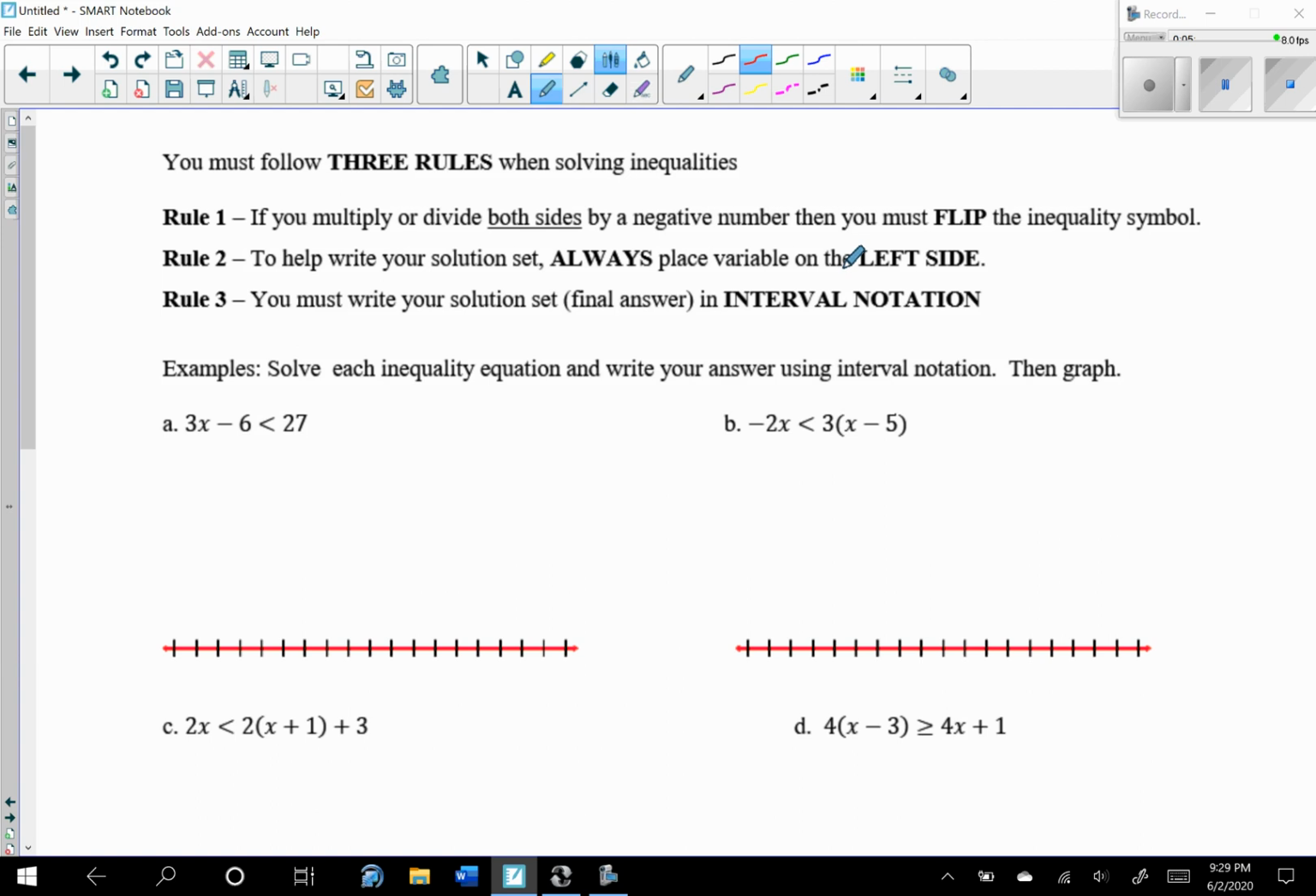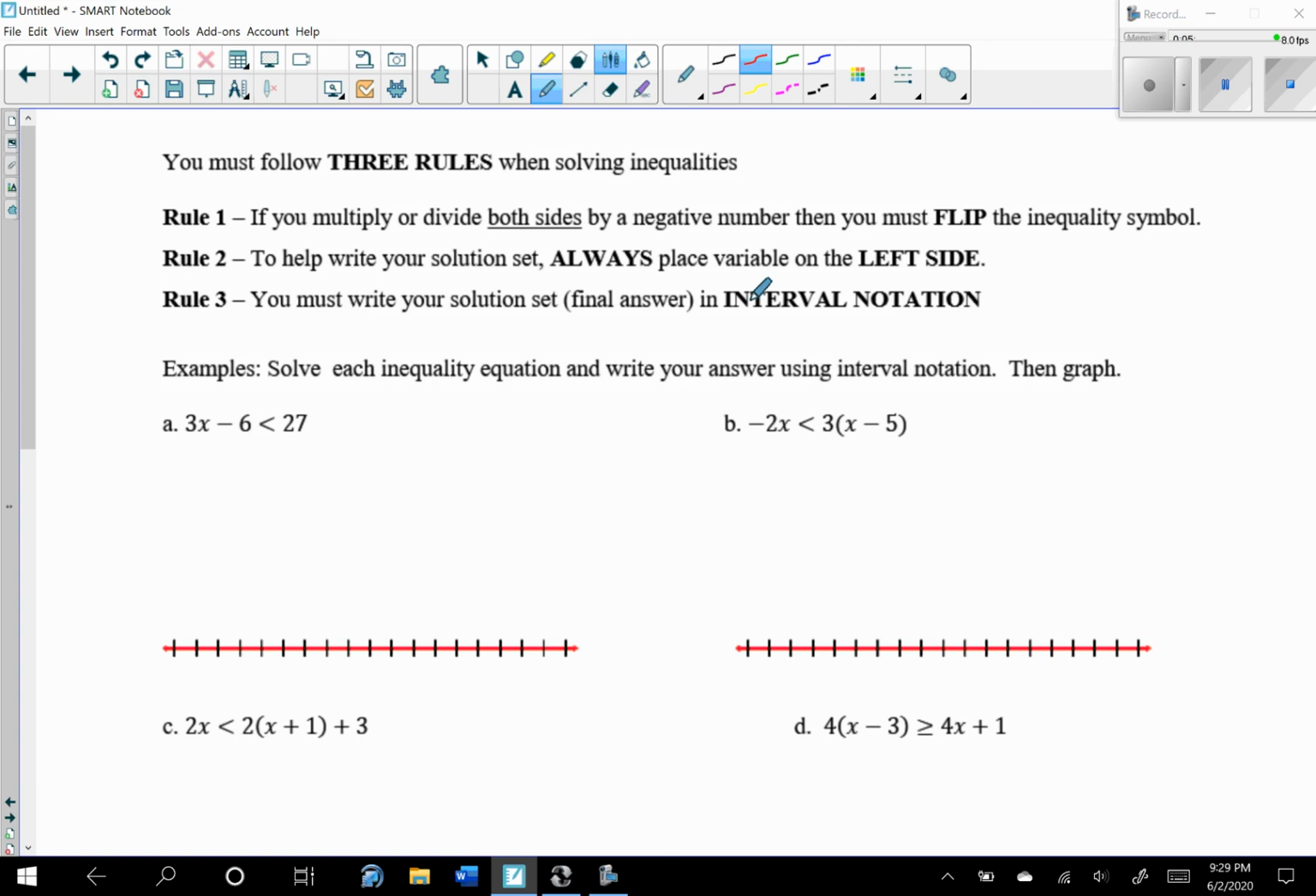You don't have to, but again, it just kind of is helpful to have the same answers. Rule three, you must write your solution set or final answer in interval notation. So for examples, it says solve each inequality equation and write your answer using interval notation, then graph.